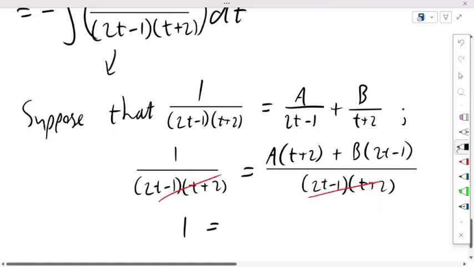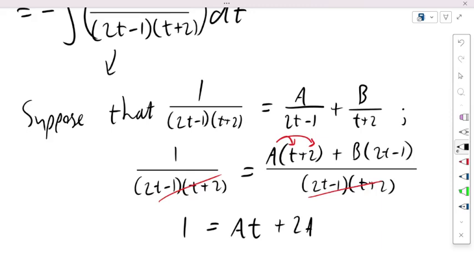1 equals, we are going to multiply the a in already, so it's a multiplied by t, which is at, plus 2a, plus, and then we're going to multiply the b into these brackets here. It's going to be plus 2b times t minus b.